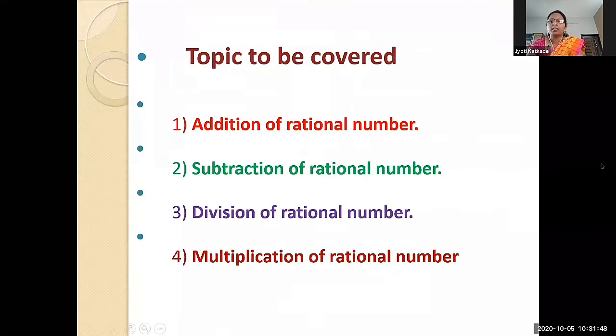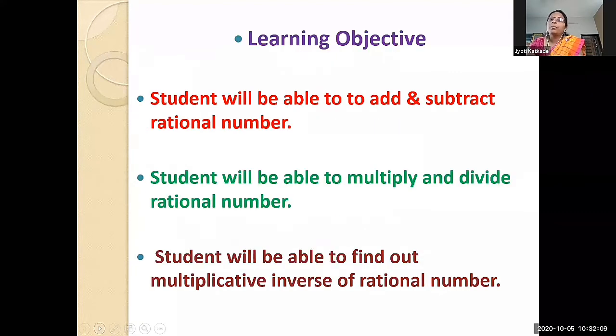Our today's content is, first, addition of rational number. Second is subtraction of rational number. Third one is division of rational number. And fourth is multiplication of rational number. Now, which are the objectives? See the next slide. Which are the objectives?